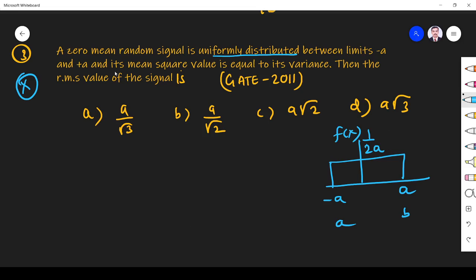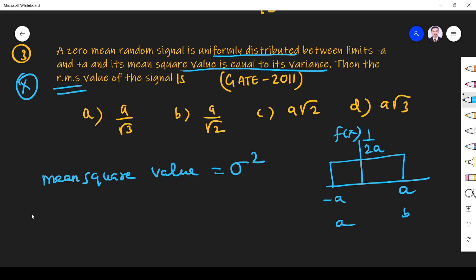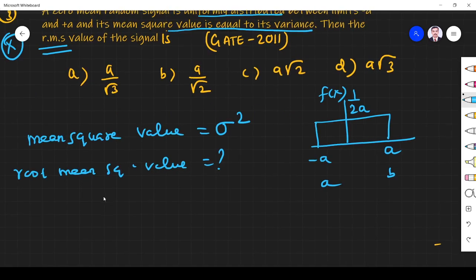Okay, and its mean square value is equal to its variance. Mean square value is equal to variance sigma square. What is the RMS value? See, RMS is root mean square value. That is the logic. That's what they ask, right? So first what we have to do, we have to find variance.